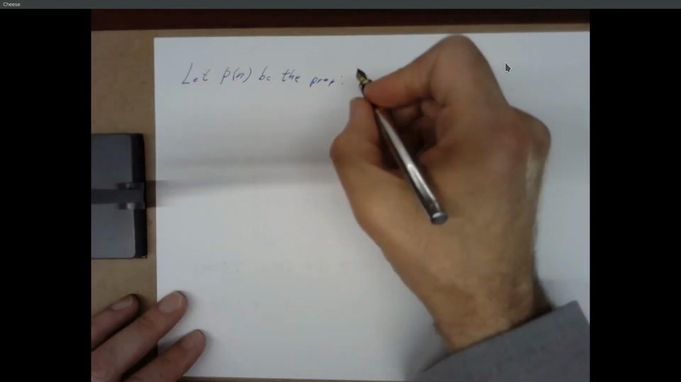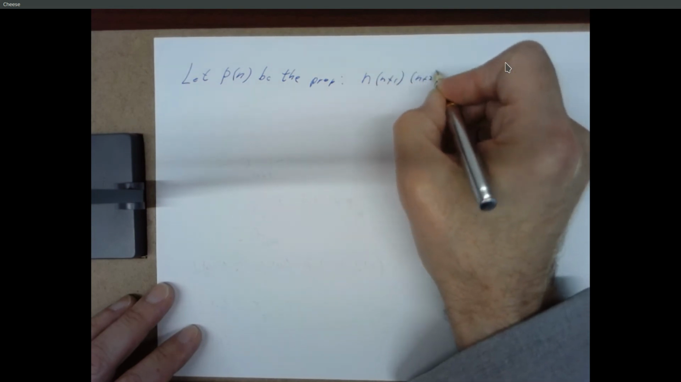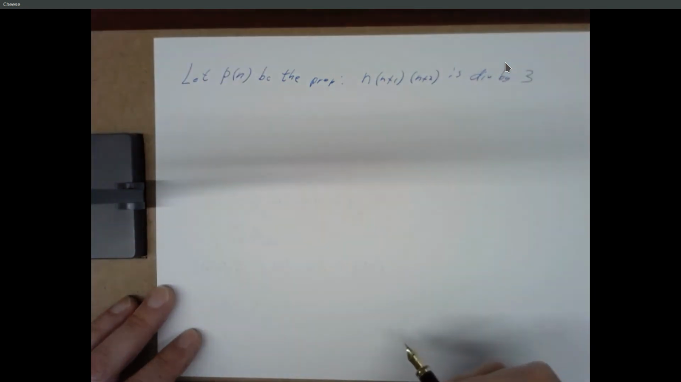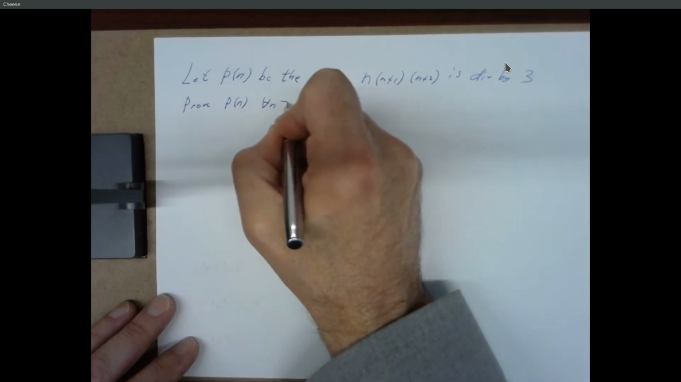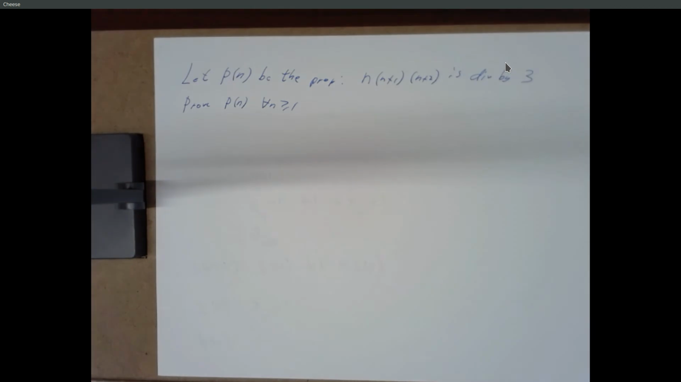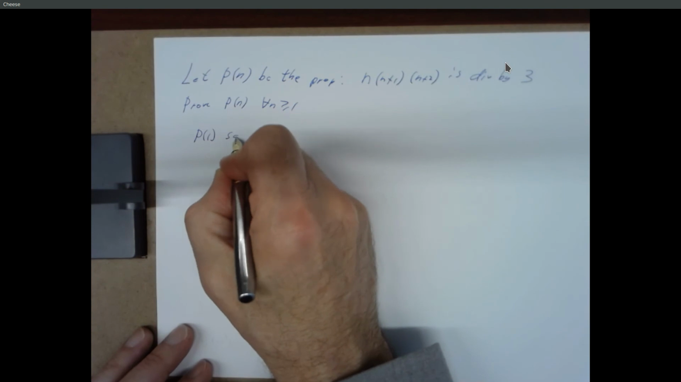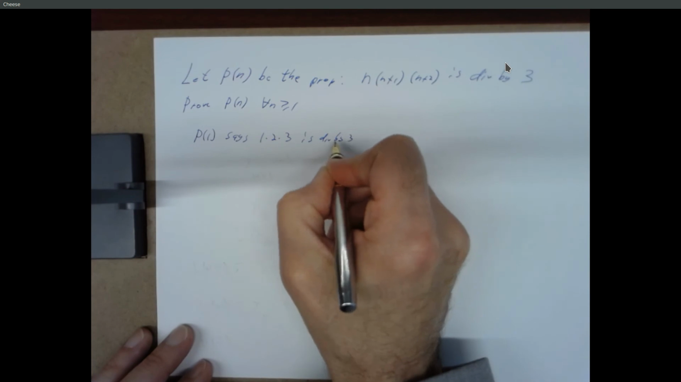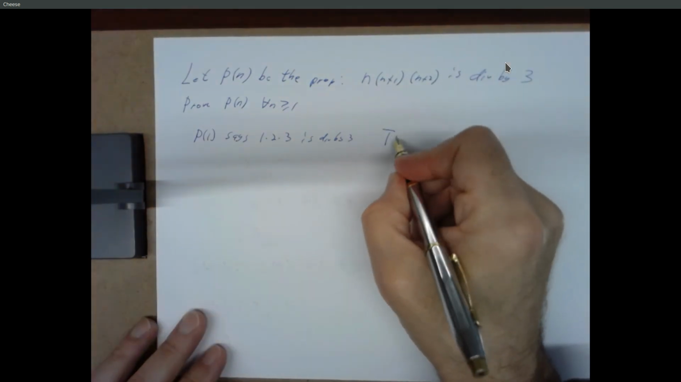So let P of n be the proposition n times n plus 1 times n plus 2 is divisible by 3. And let's prove this for all n bigger than or equal to 1. Well, P of 1 says 1 times 2 times 3 is divisible by 3. And clearly it is, because we've got a times 3 right there, right? And if we do the work, this is 6. 6 is divisible by 3, so this is true.